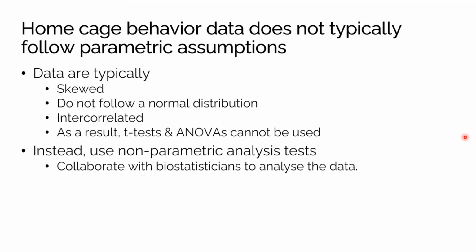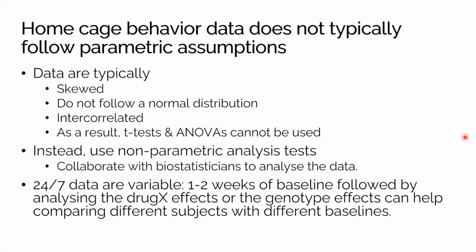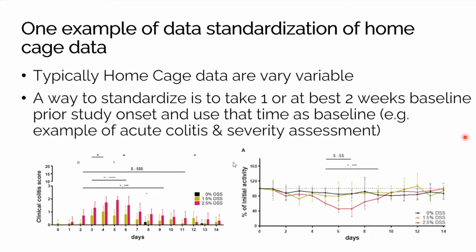Instead, the use of non-parametric analysis is being suggested. That's why, coming back to the first slide, collaborating with biostatisticians will help to analyze the data. One example is to use a 1 or 2 week baseline, as I will show in the next slide, which would actually mitigate these effects, because typical home cage data is very variable.